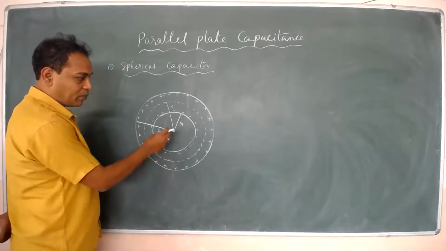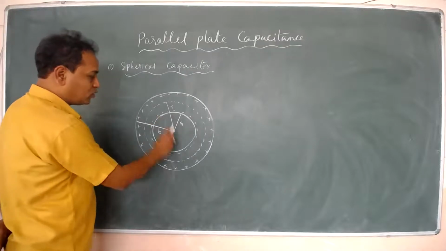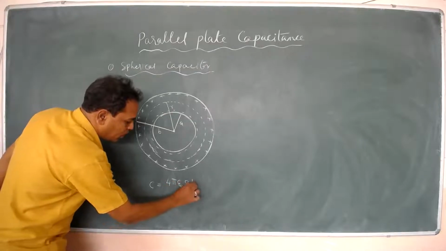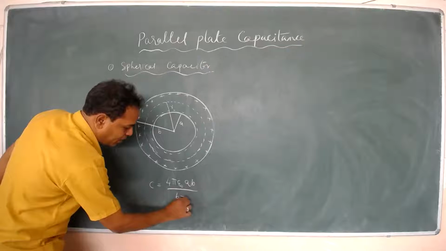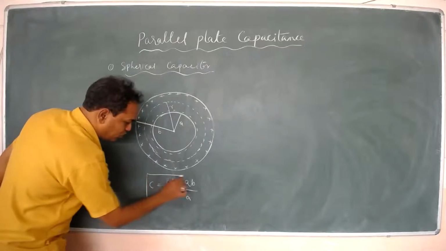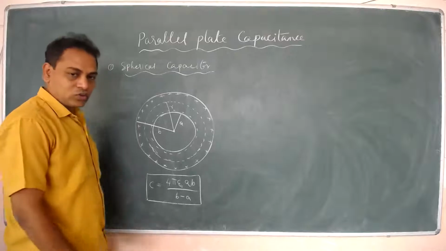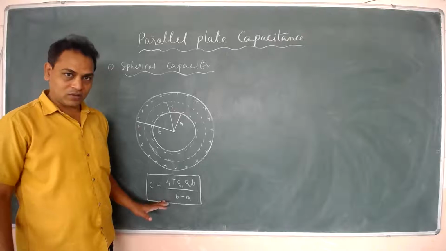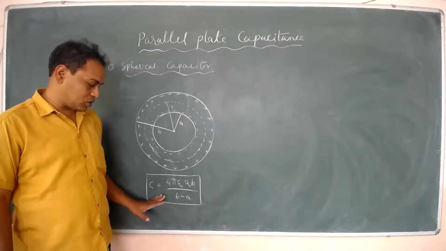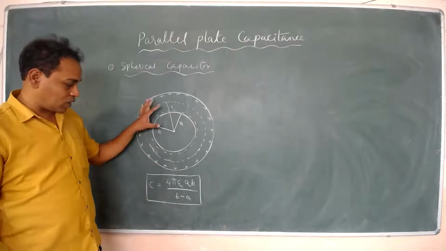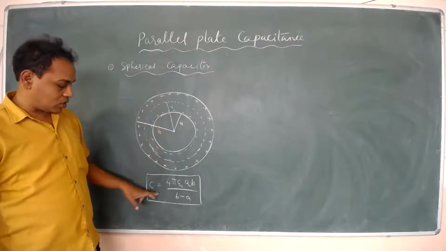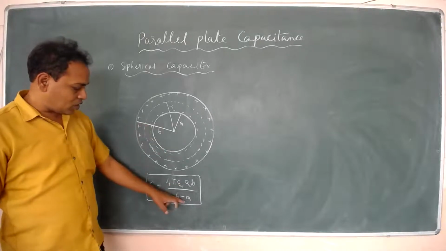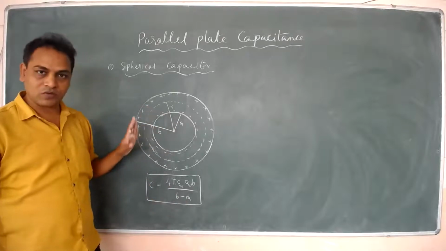So what is the capacitance of this capacitor? The expression is C equals 4 pi epsilon naught ab by (b minus a). This formula we generally use for solving problems only. They won't ask the derivation for our theory examination. So keep in mind that the capacitance of this spherical capacitor is 4 pi epsilon naught ab by (b minus a), where b is the bigger radius and a is the smaller radius.